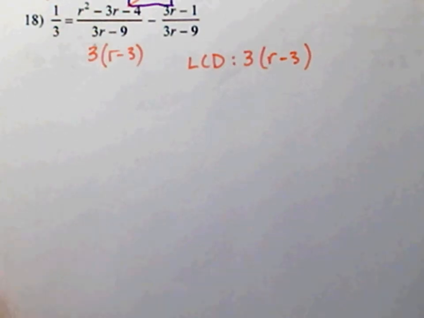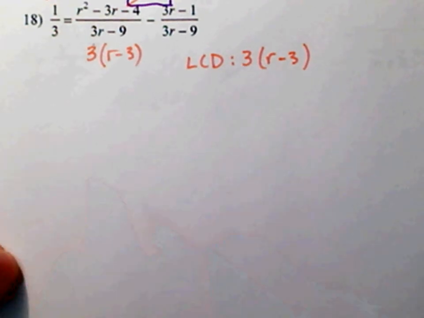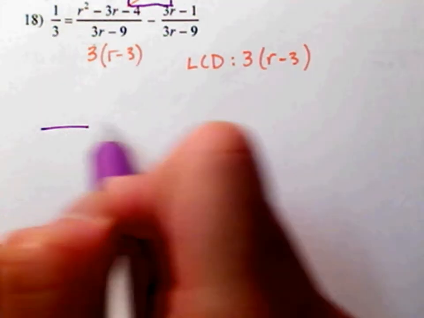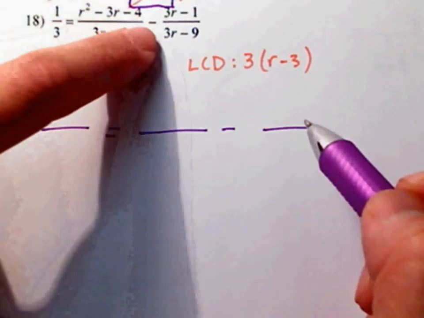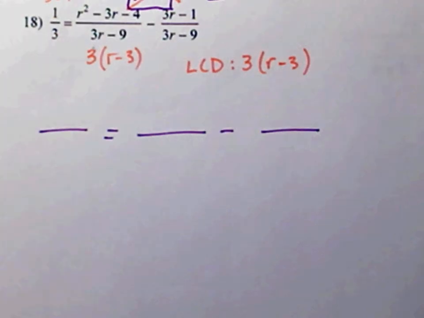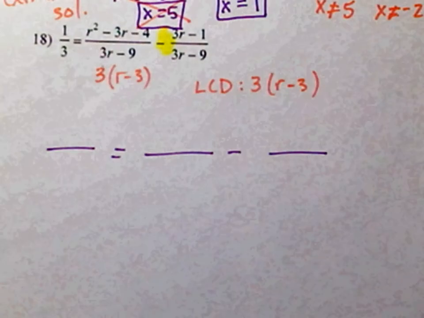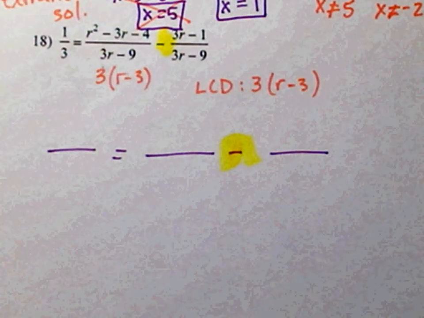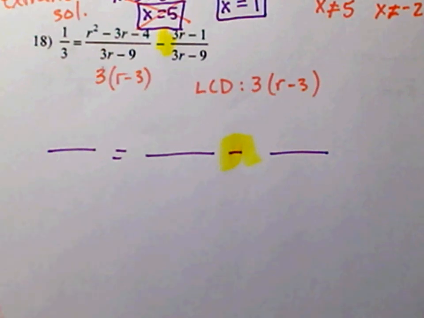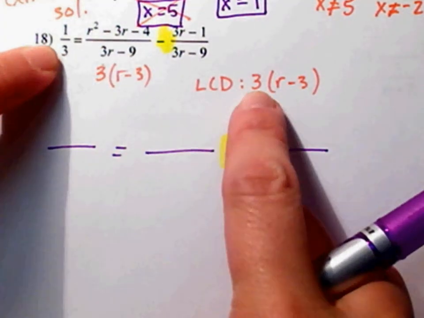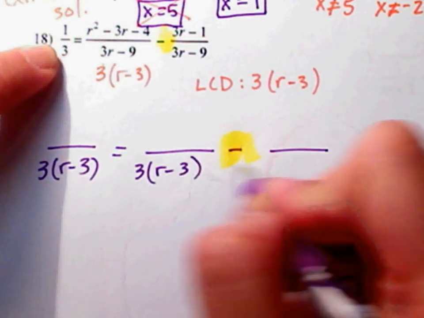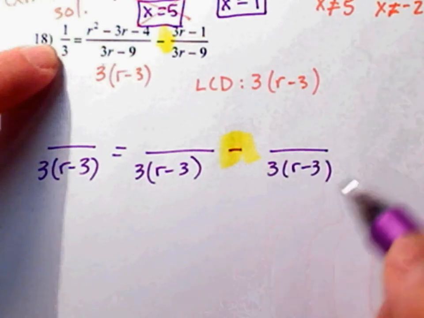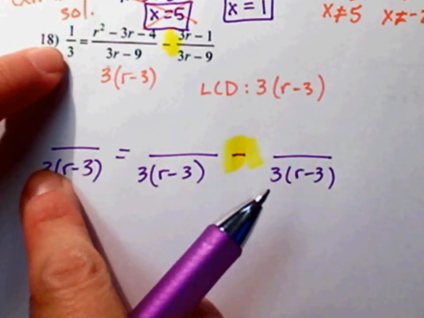Okay? All right, here we go. Line equals a line minus a line. Be very cautious of this negative right here. Okay? Just be careful with that when you work it. All right. 3 has been accounted for. Let me write my least common denominator for every one of my fractions. 3's been accounted for. I am missing r minus 3. 1 times r minus 3 is r minus 3.